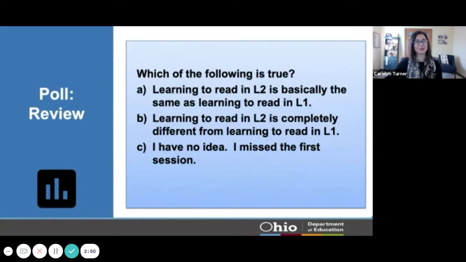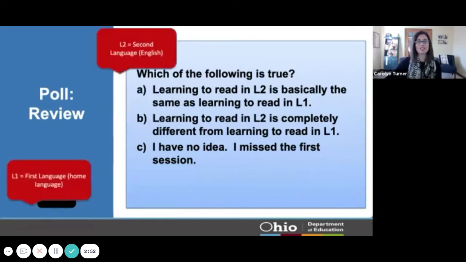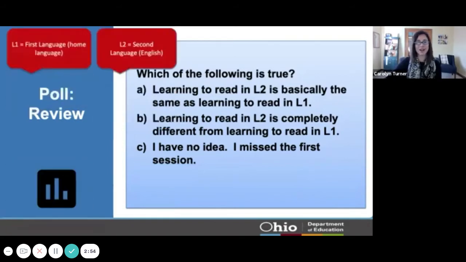So which brings us to our first poll. We just have a quick question, and we talked a little bit about it the last time. Which of the following do you think is true? Learning to read in L2 is basically the same as learning to read in L1. Learning to read in L2 is completely different from learning to read in L1. Or honestly, I have no idea because I missed your first section. This is all completely new to me.